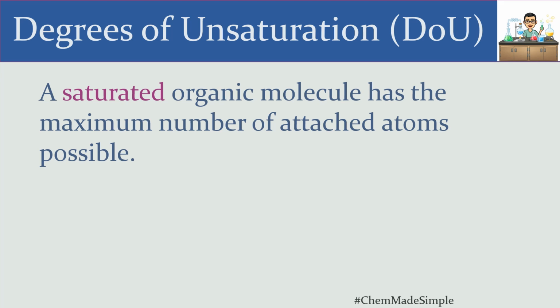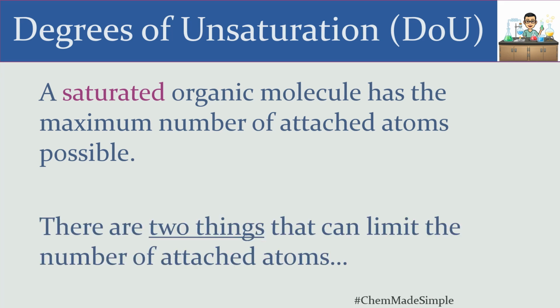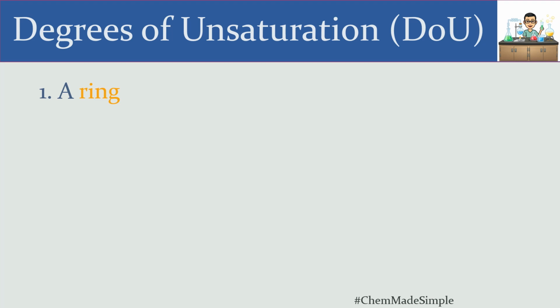Now, when it comes to organic molecules, saturation refers to the following. A saturated molecule is the one that has the maximum number of attached atoms. And so before we talk about what it means to have the maximum possible, let's actually take a look at the opposite. Let's take a look at what are the things that can limit the number of attached atoms. So there are two things. The first one is a ring.